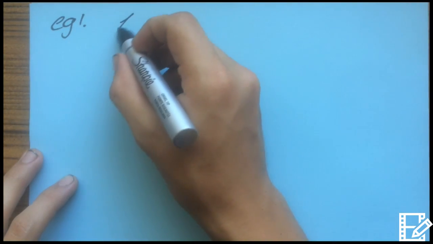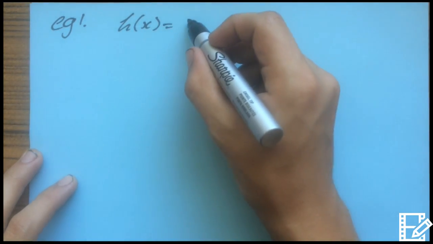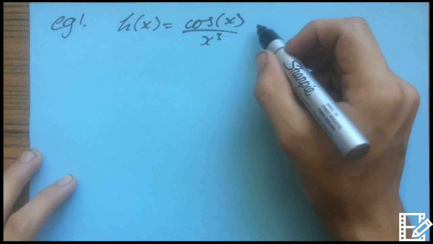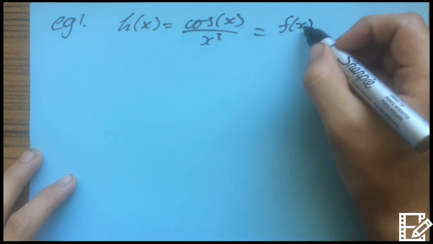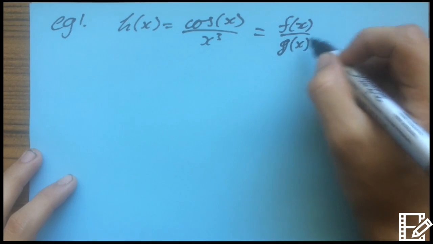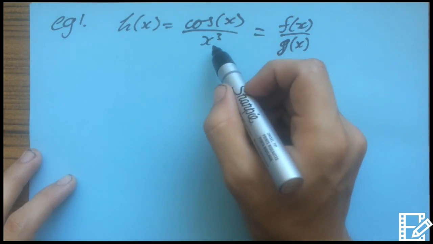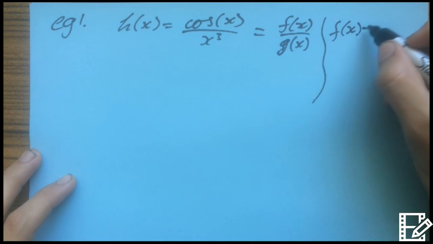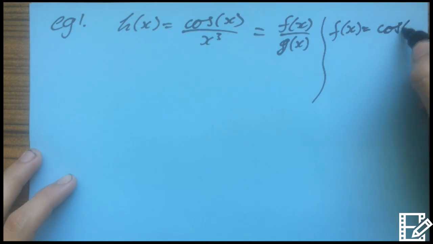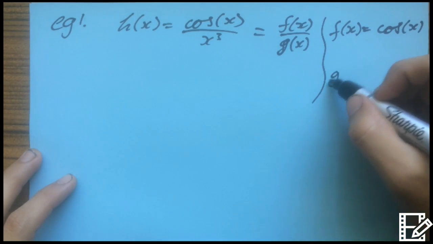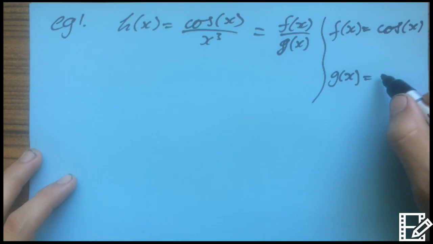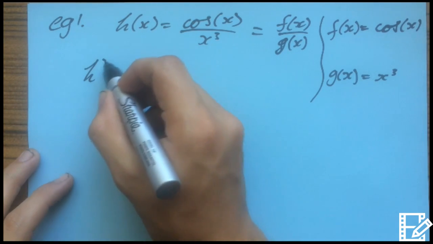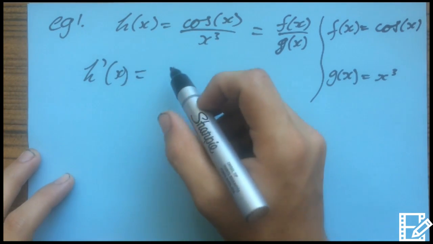So let's say h(x) equals cos x over x cubed. That equals f(x) over g(x): a function cos x over another function x cubed. So, if we divide the page, now we write out the formula for the first derivative.